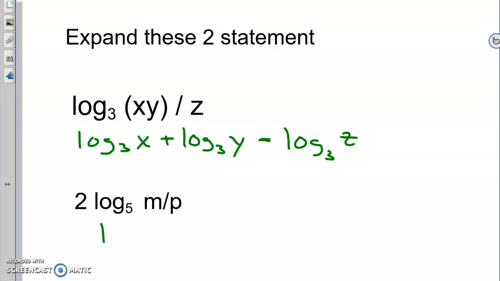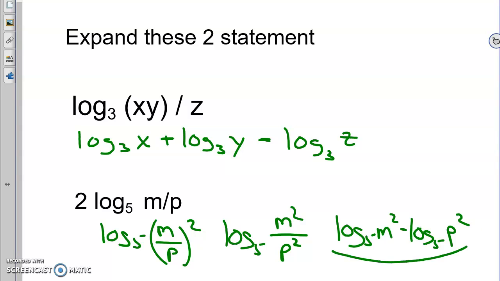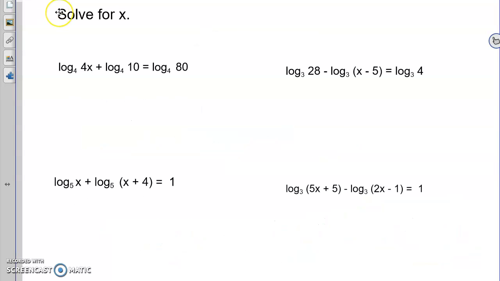The second one, I'm going to get that exponent in front first. So it's log m squared over p squared. And we finish with the division there, log 5 m squared minus log subscript 5 p squared. And that's our second page of expanding the term. So we have to condense them, get a bunch of logs or our natural logs into one term, or expand them where we take one log and expand it into multiple terms where each term gets its own log.